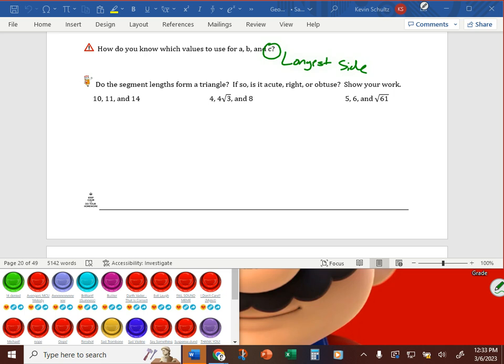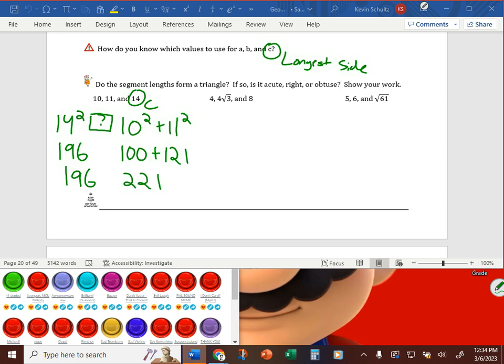How do we do this? So we basically want to figure out, this is our longest side. We know that is side C. We want to say, what's the relationship between 14 squared and 10 squared plus 11 squared? I don't put a box here with a question mark because we don't know what the relationship is right now. We have to figure it out. So what is the value of 14 squared? 196. Okay. 10 squared is 100. 11 squared is 121. That gives us 196 compared to 221.